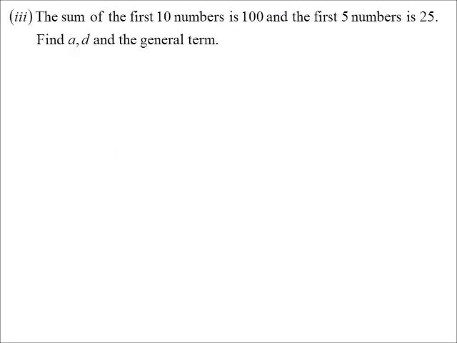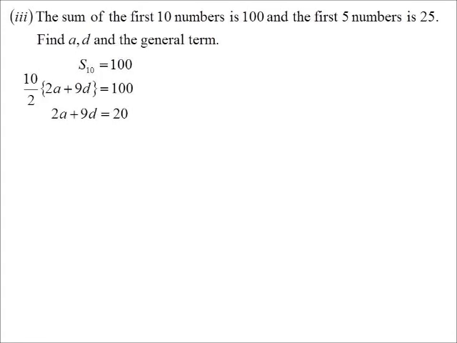Okay. Now the sum of the first 10 terms is 100. First 5 is 25, so we've got to find all the bits of information. What's the first one, the difference, and then the formula for the general term. So okay, the sum to 10 is 100. I don't know what the last term is, so I'm going to use the a plus n minus 1 d formula. So 10 on 2, 2a plus 9d. So I get one equation that links a and d together.